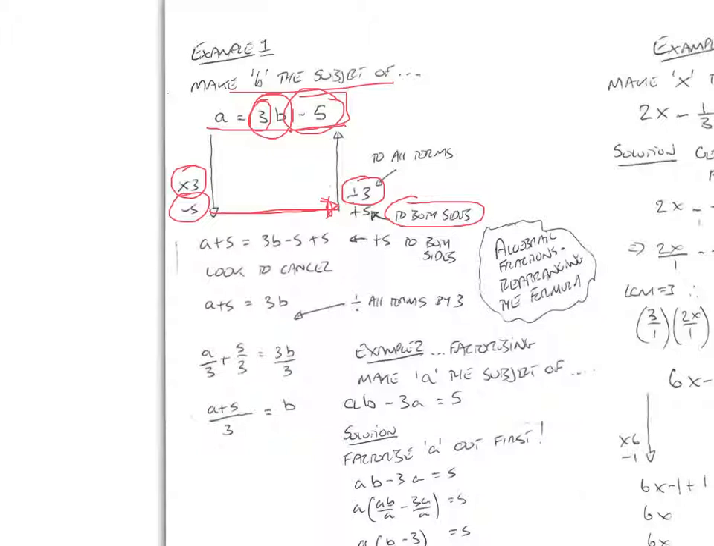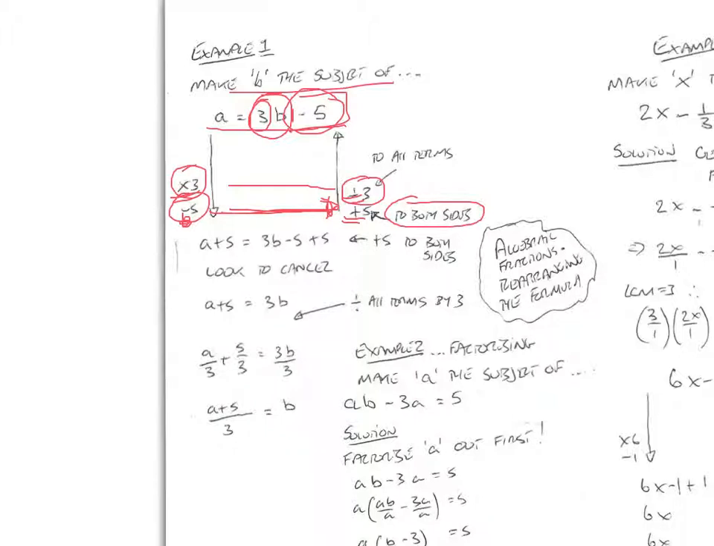And following that then, we'll divide all terms by 3. So if you look at this, we're doing the opposite. Where 5 has been subtracted here, we're actually adding 5 here, and where b was being multiplied by 3, we're going to divide all terms by 3. So we're doing the opposite. We're dividing instead of multiplying, and we're adding instead of subtracting.